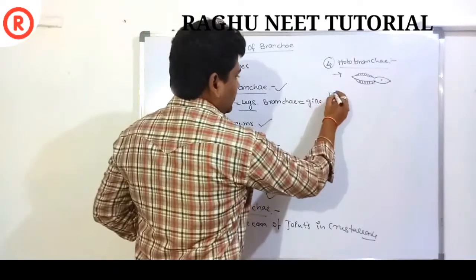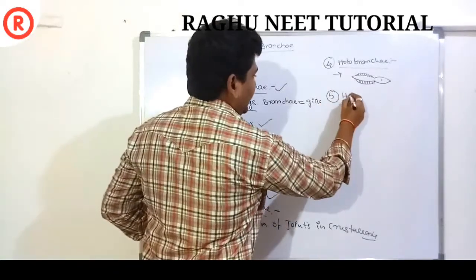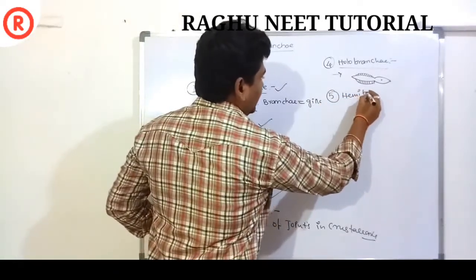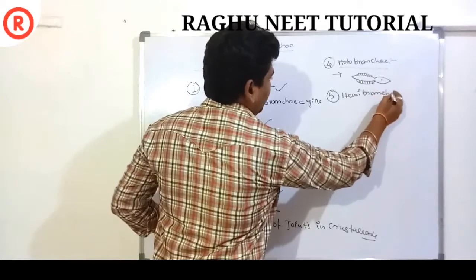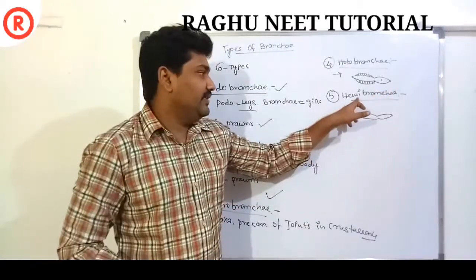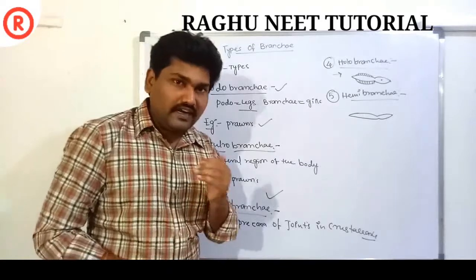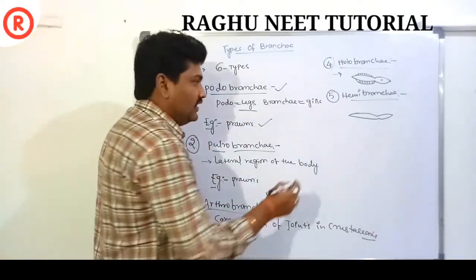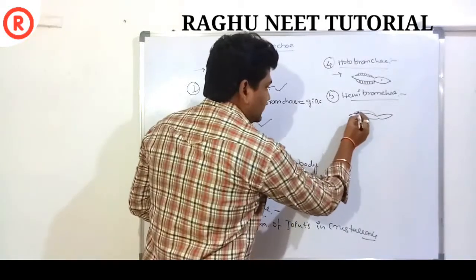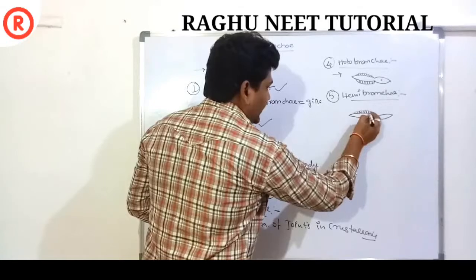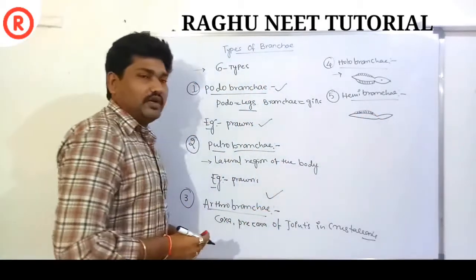Fishes. Next one, hemibranchiae. Hemi means half, branchiae means gills. The gills are located on only one side of the branchial arch. The gills located on one side of the branchial arch are known as hemibranchiae.